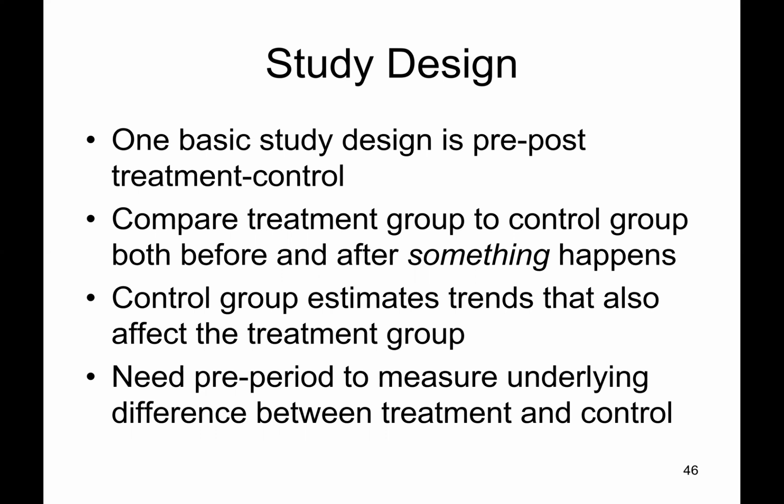And moreover, you also need this pre-period in order to measure the underlying difference between the treatment and control. So you could imagine that perhaps the city council in that town decided to address diabetes because they were worried about having a high baseline amount of diabetes, which means that other control groups might systematically be lower than the treatment group in terms of the prevalence of diabetes. And you wouldn't want to just compare the treatment and control group in the post period because you don't know where they started from. So this helps you to rule out any pre-existing differences between treatment and control group.